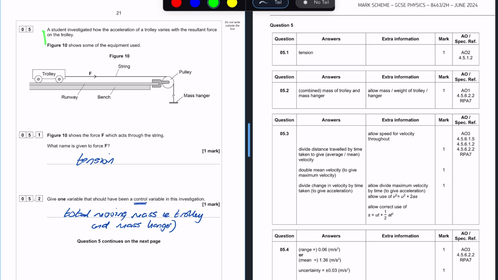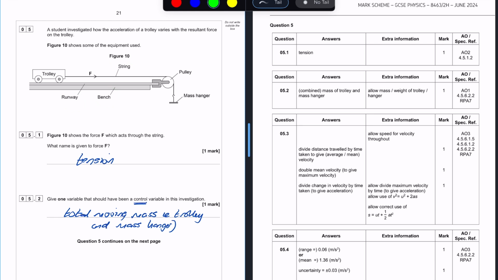So a student investigated how the acceleration of a trolley varies with the resultant force on the trolley. Figure 10 shows some of the equipment used. So there's our trolley, there's our force pulling it over the pulley. Well, there's the mass hanger, which is providing the force. There's a string, there's a bench, there's a runway. So figure 10 shows the force F, which acts through the string.